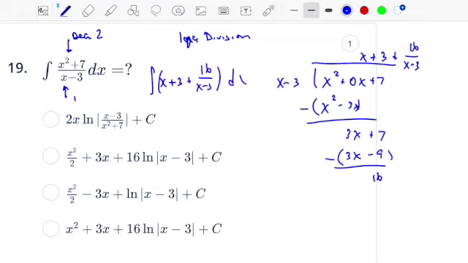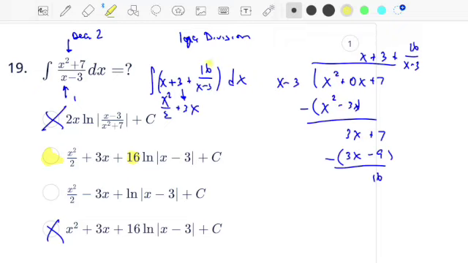All right, that's going to get us x squared over 2, that's going to get us plus 3x, and the rest of that's all the same. There's the plus 16 if we want to go a step further.